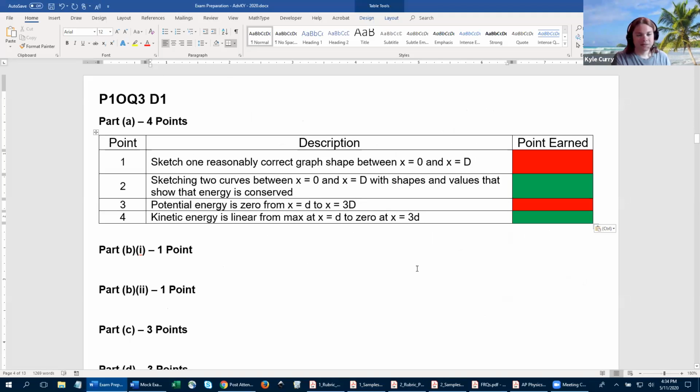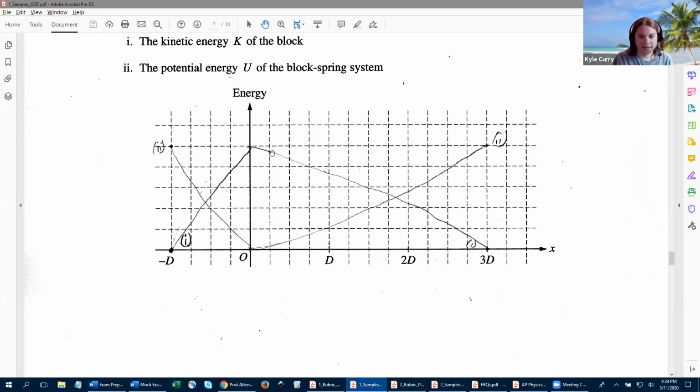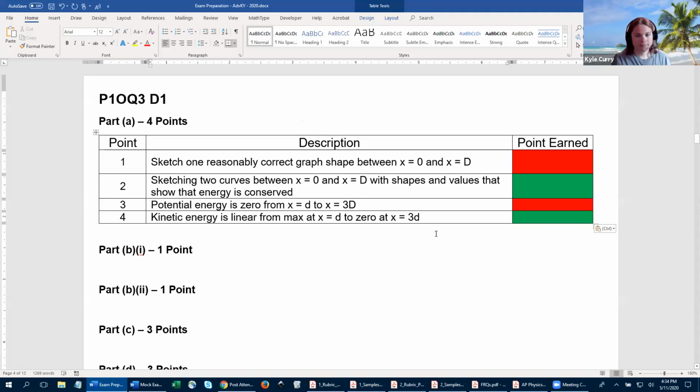And then, in a slight twist of irony, kinetic energy is linear for max at x equals d to 0 from x equals 0 to 3d. That didn't make any sense. But essentially, it's showing that at the maximum value of the kinetic energy, it should decrease to 0 at x equals 3d. So if these curves looked linear to the person grading at the time, this curve also looked linear. I don't know, it looks a little concave down to me, but that's just how it was actually scored. So in that case, that response got 2 points out of the 4.